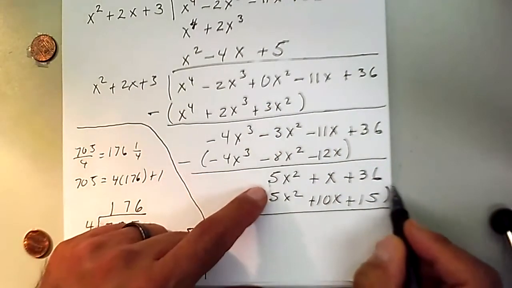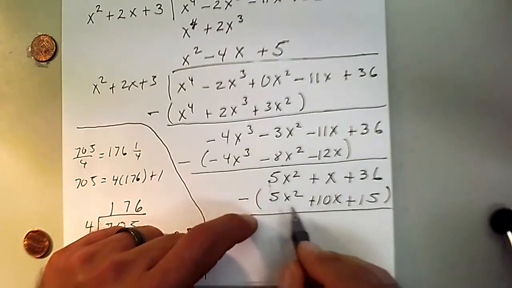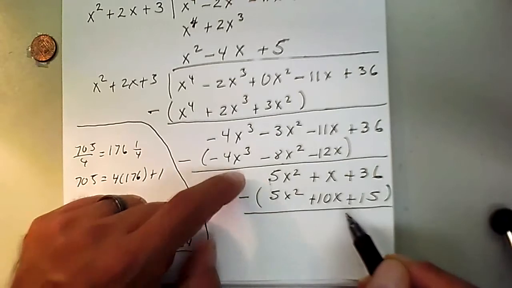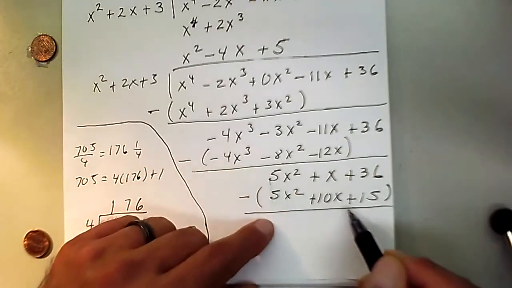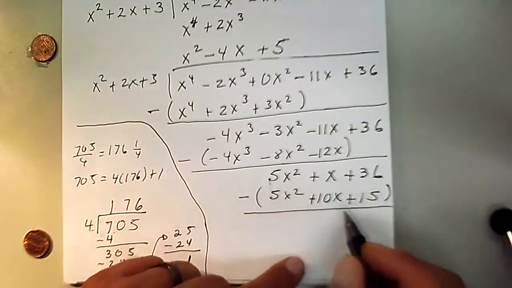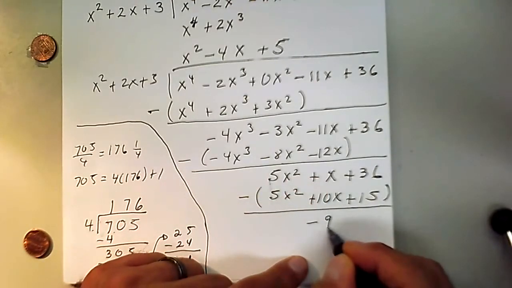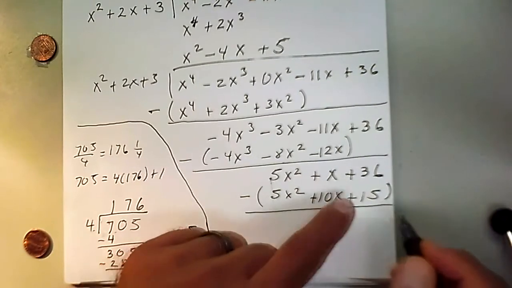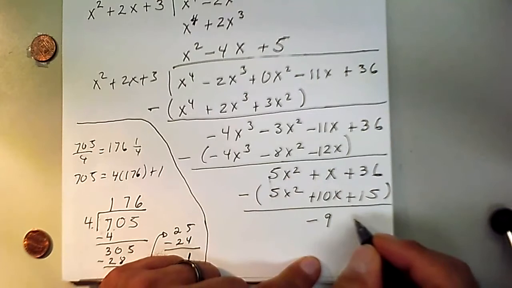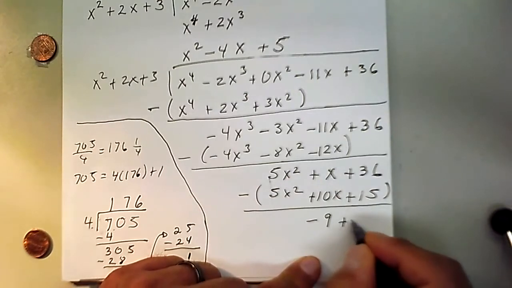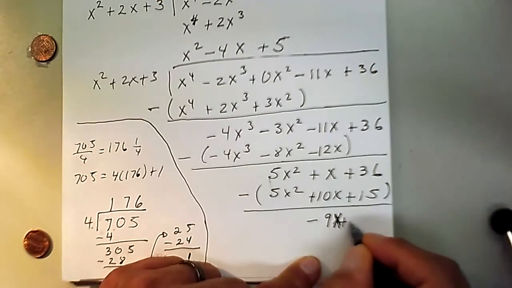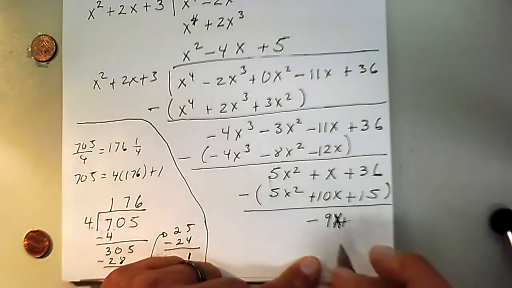But mind, all of this quantity, all of this polynomial is going to be subtracted from that polynomial. So 5 minus 5 is 0. 1 minus 10 is negative 9. 36 minus 15, 21. Oh, I missed the x here, negative 9x plus 21. Oh, that looks really bad.